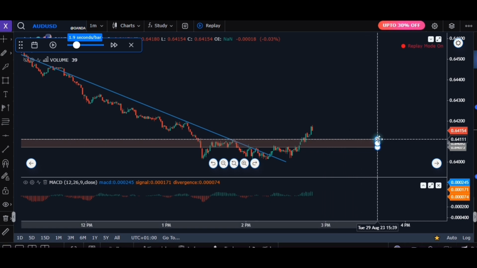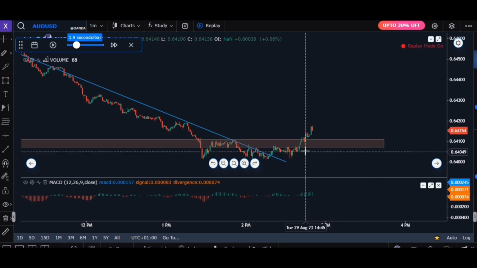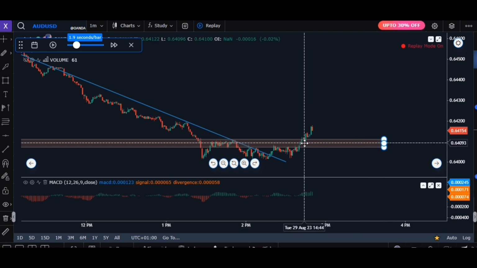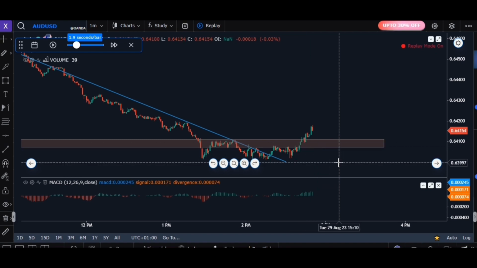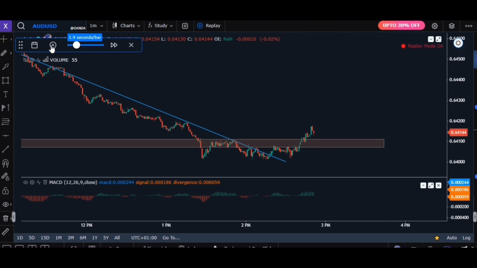So let me extend our resistance. Now resistance has turned, so we want resistance now to turn to support. We want the market to retrace back, and sometimes the market might not retrace back to the exact support or resistance zone, but the market must retrace close to that zone. You will know. So let's just see what the market offered us here. The market is moving to the upside.